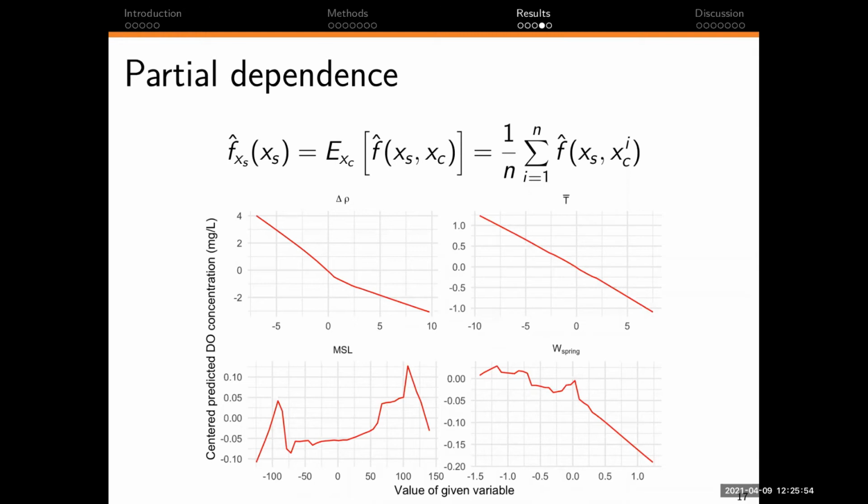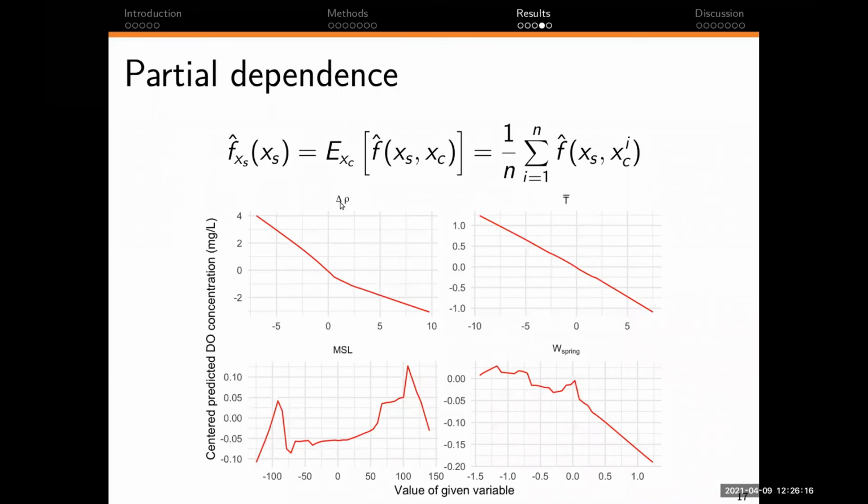So you can essentially fix all of the density stratification values that you have to a single value, say 5, and then use the model to predict based on all the other observations that you have, and then average those results together to get a single value for what the average predicted dissolved oxygen will be.